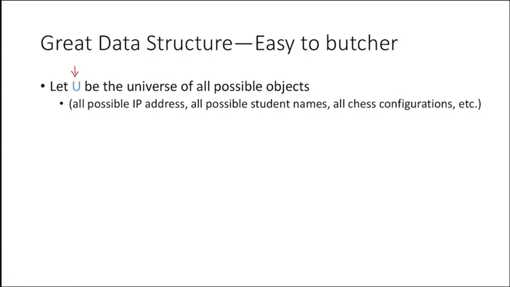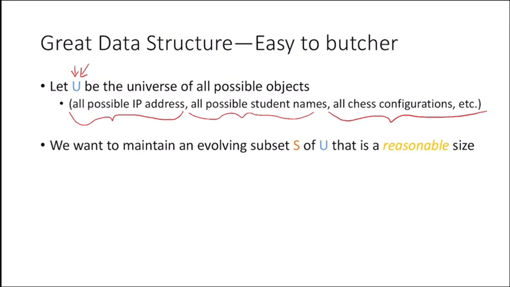We'll start with U. That's going to be the universe of all possible objects, so all possible objects that we want to store in the hash table. So let's say we're storing IP addresses, it would be all possible IP addresses. If I want a hash table with all my students in it, it would be the student names. That's probably what I would use, or student ID numbers. If we're trying to solve the game of chess, then it would be chess configurations. That's U, the list of all possible things we could put into the hash table.